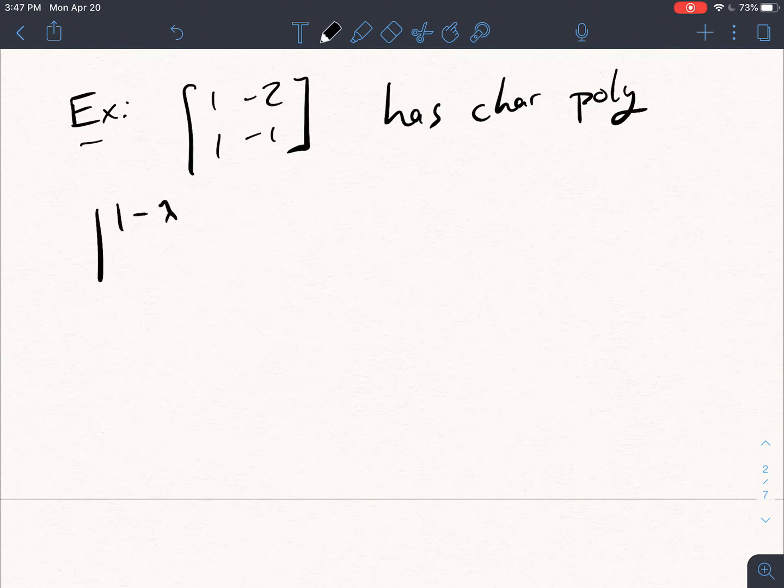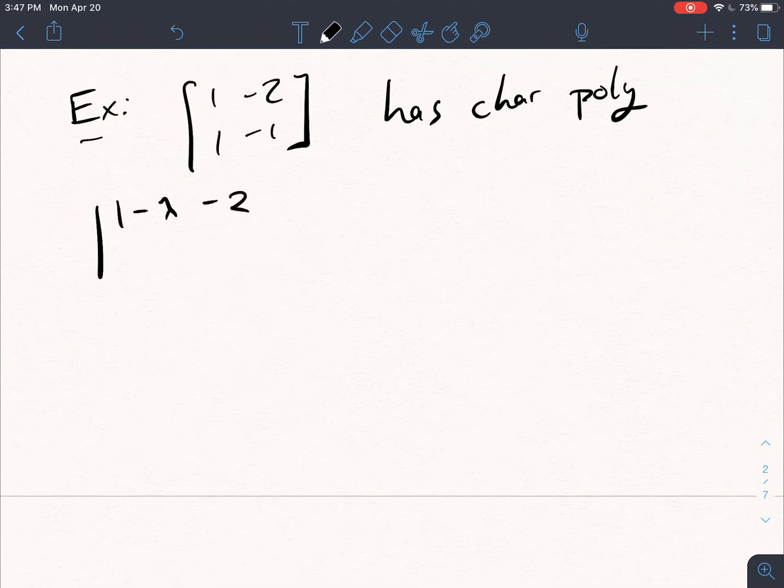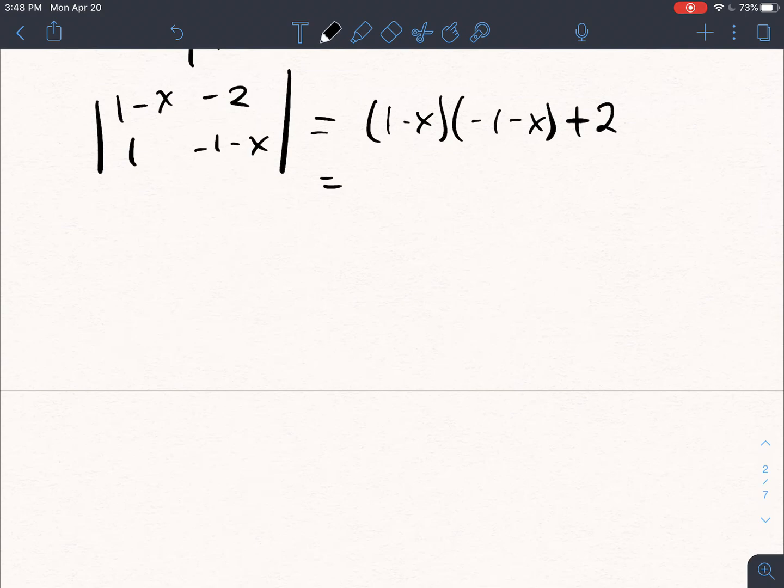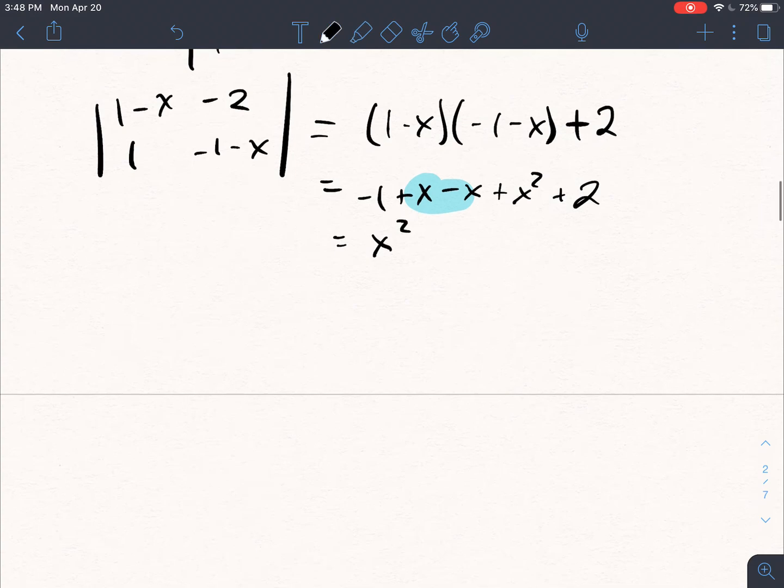So as a quick example to demonstrate this, what is the characteristic polynomial of this 2 by 2 matrix? Well, I do 1 minus lambda, or 1 minus x. It doesn't really matter, whichever one you want to do. Maybe I'll just do x for the sake of it. The matrix is 1 minus x, negative 2, 1, and negative 1 minus x. This determinant is equal to (1 minus x) times (negative 1 minus x) minus negative 2, which is plus 2. Here I get negative 1 plus x minus x plus x squared plus 2. And this is equal to x squared, okay, so these cancel out, and then I'm also left with 2 minus 1, which is equal to 1.